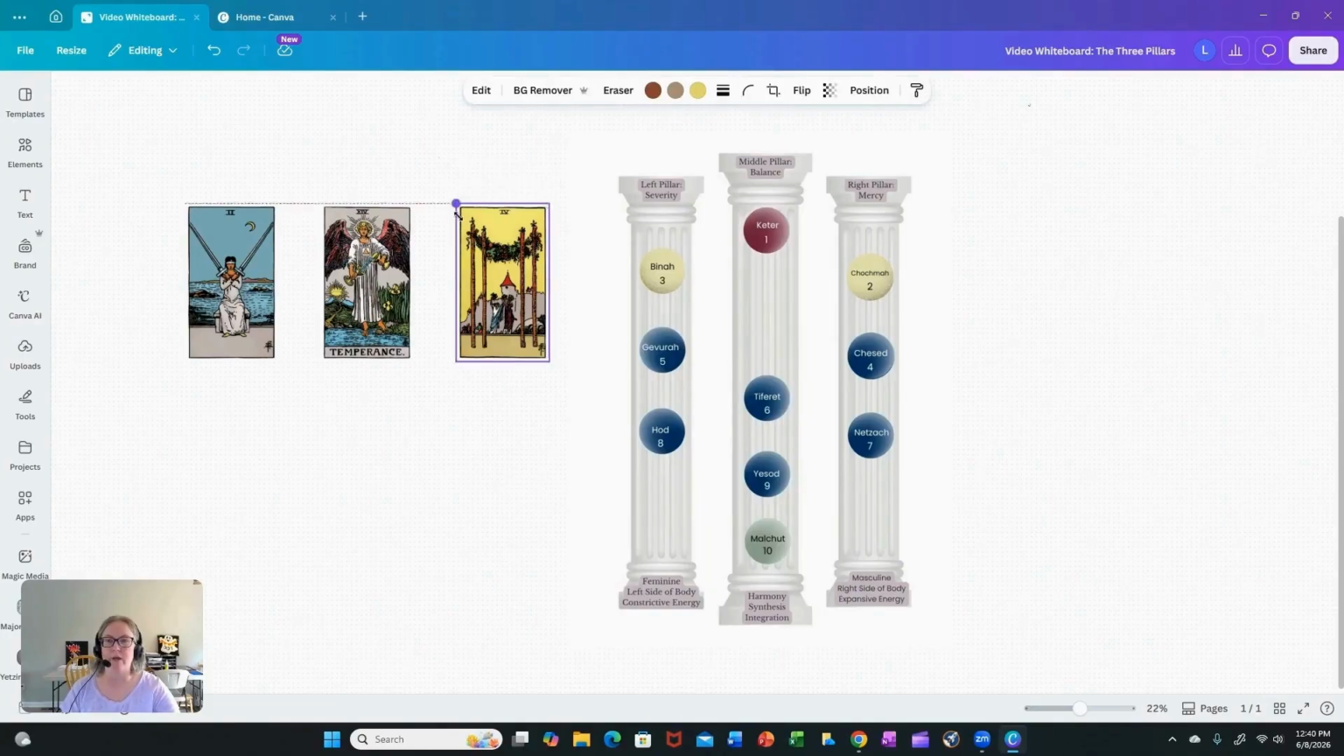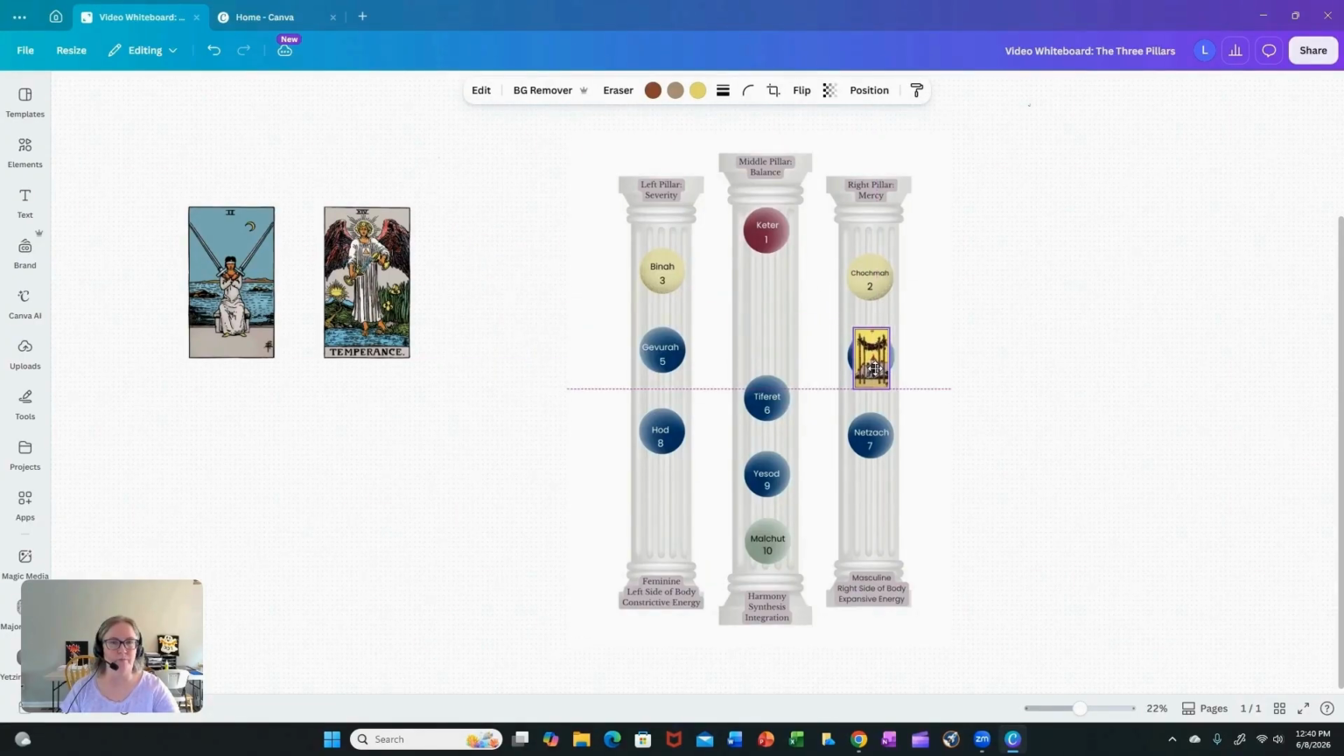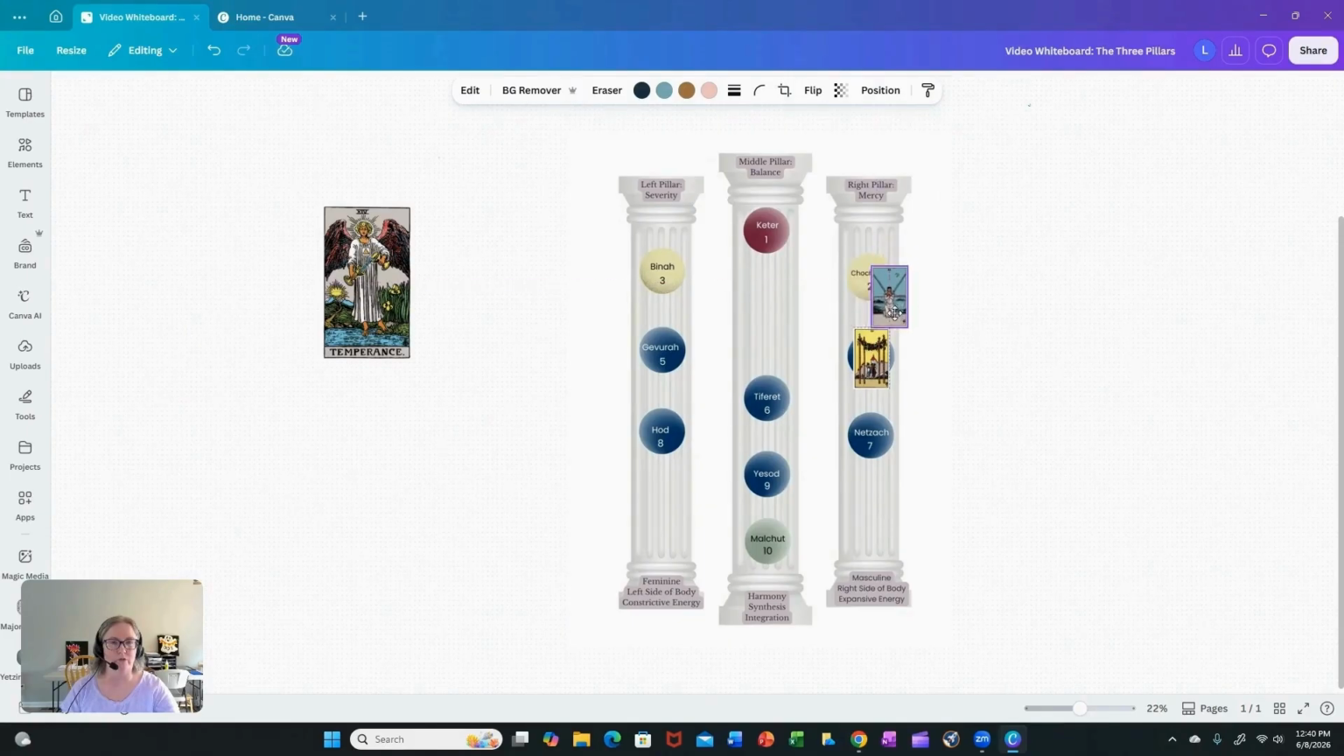Let's map them. We have a 4. Let's just put that over here. The 2 goes here. Remember the 2? See the 2?